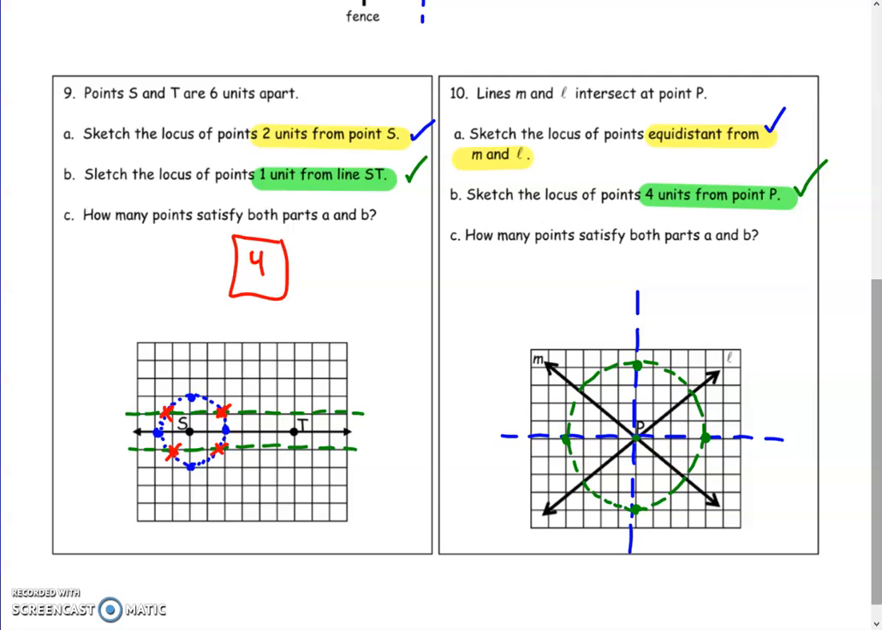Part C, you guys can probably already see what the answer would be. How many points satisfy both parts A and B? Now remember, it's only where the green circle and the blue lines cross, your dashed locus. So that would be 4. It doesn't matter where it crosses the original lines.